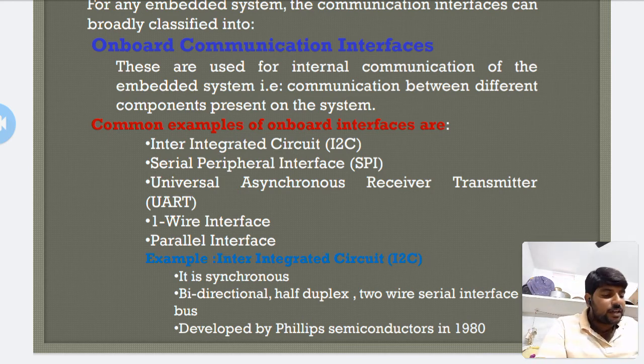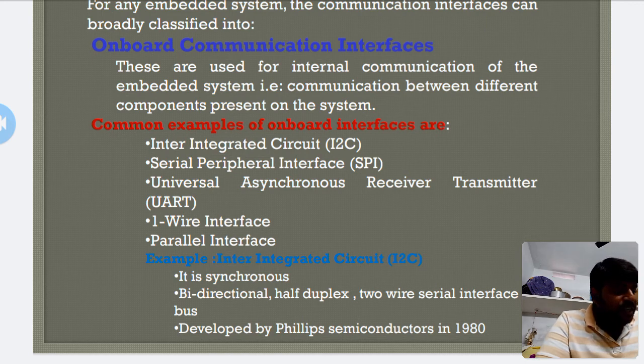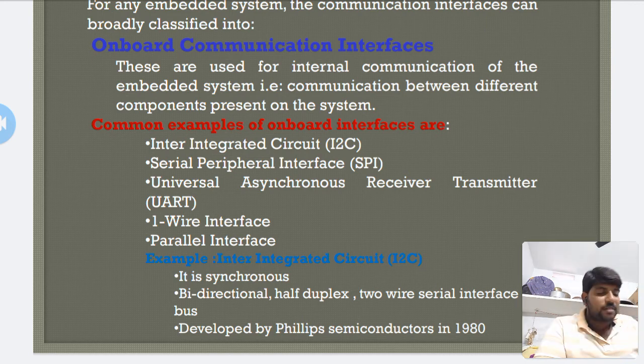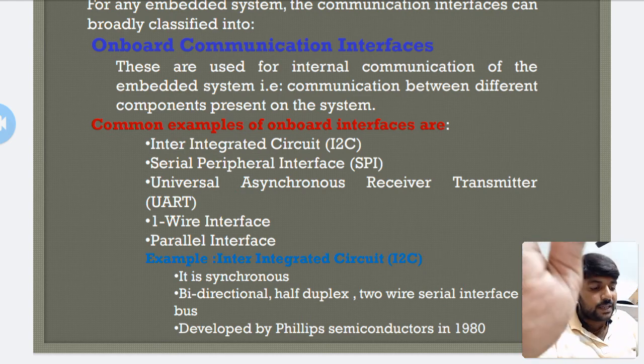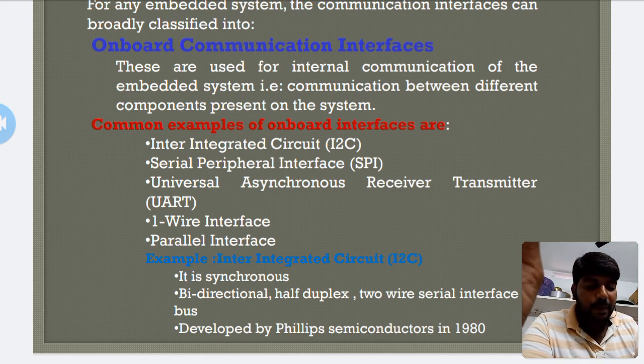It makes use of a single line called DQ for communication and follows the master and slave communication model. In half duplex, once the master sends a signal and it reaches the slave, the slave responds. So this is the process of half duplex. Next one is the parallel interface.